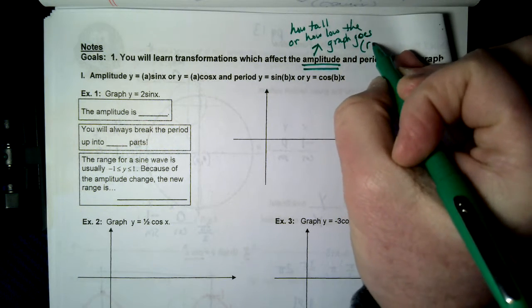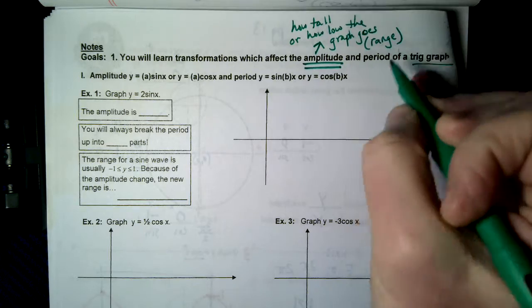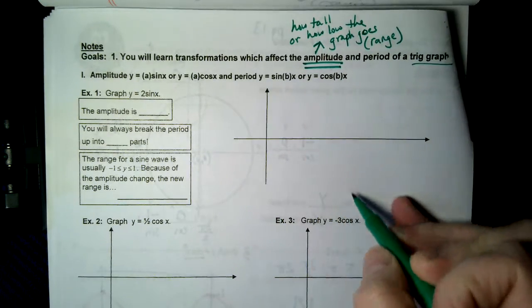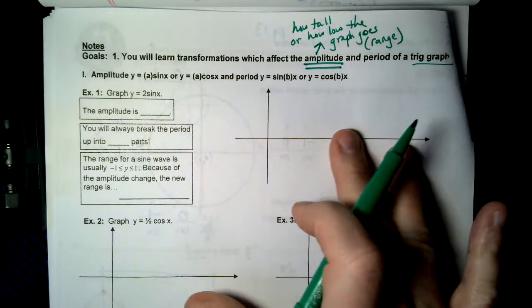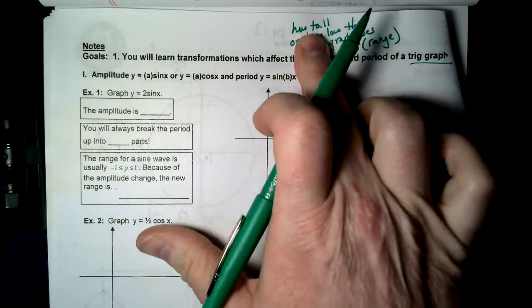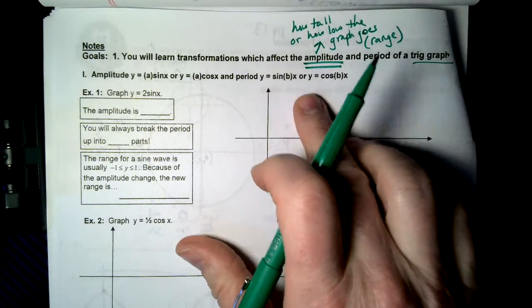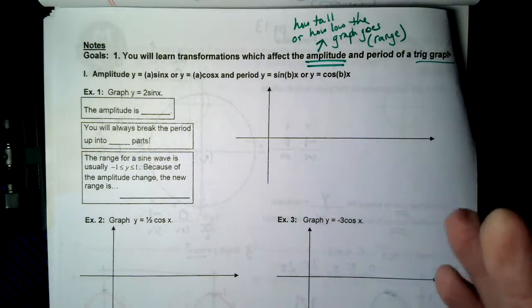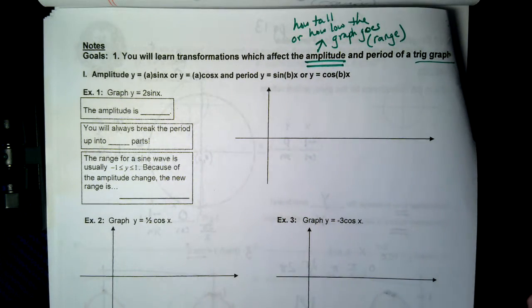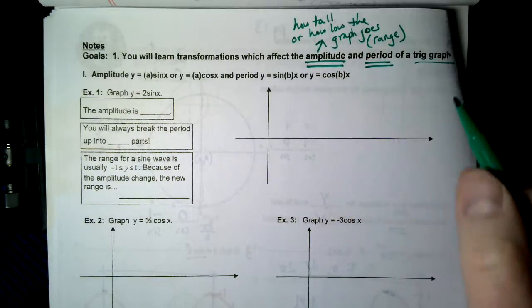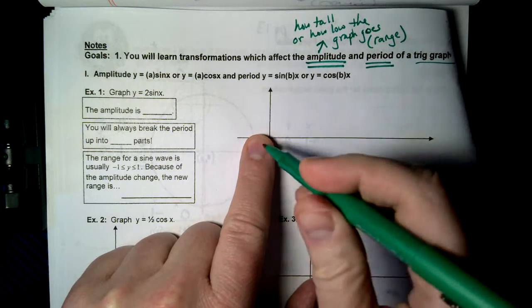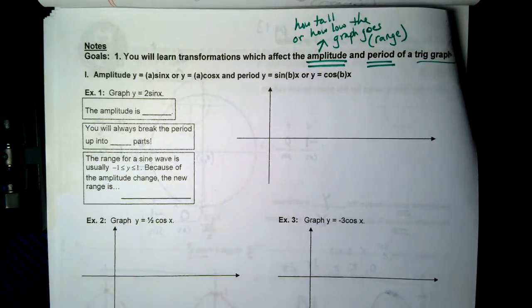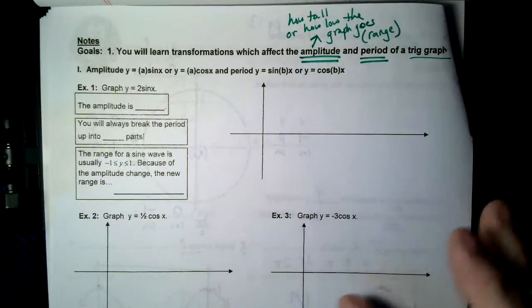All right, think range, the y values. How tall will those loops be and how low will those loops be, all right? There's sort of like a middle line that goes across, and then it goes so much above that. Right now it's just going up 1 and as low as down 1, but we can change that, all right? And then the period can change. Instead of starting at 0 and 2 pi, it might start at 0 and go all the way to 8 pi and have a real stretched out sort of a look, and we'll talk about how does that happen.